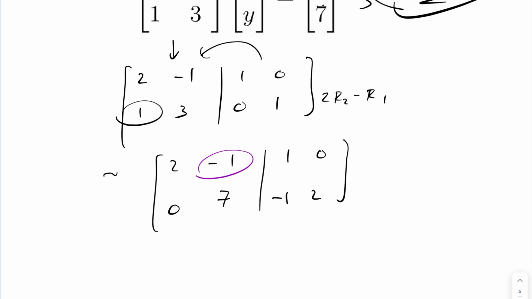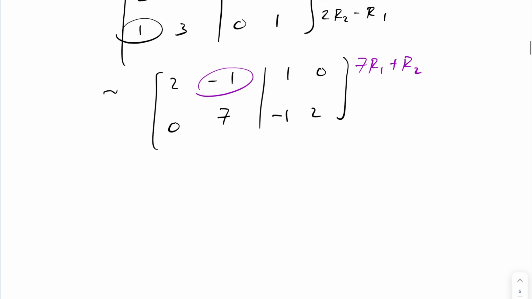I'm going to continue on here. I want to make this entry 0. So I'm going to take row 1, multiply by 7, and add that to row 2. If I double row 1 and add it to row 2, this becomes 14. This becomes 0. This becomes 6.